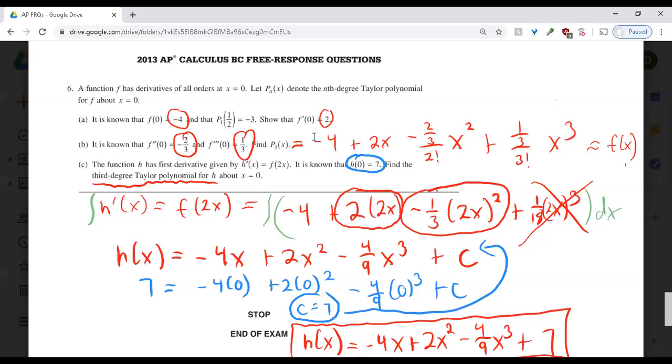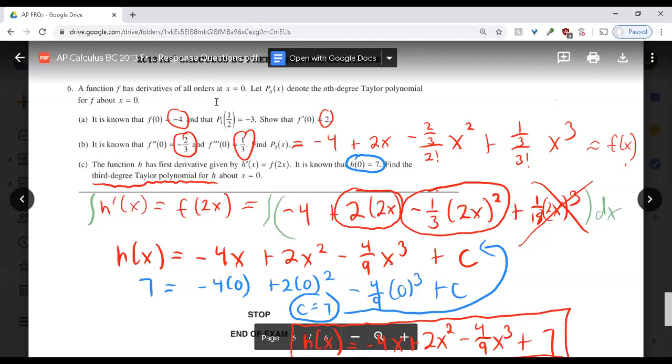All right, so other questions, either AP test or number 6. Why did you cross out the last term? Oh, because if I took the integral of the last term, that would give me an exponent of 4. And the direction said 3rd degree. So once I got to my 3rd degree, I didn't need that last term anymore because I don't need an exponent of 4 taking the integral. Okay.